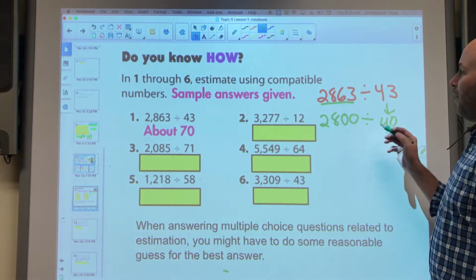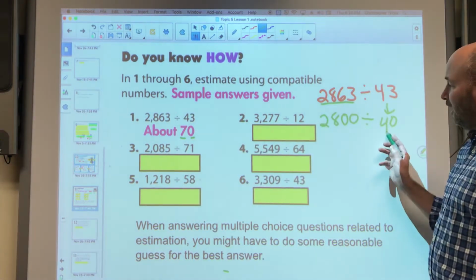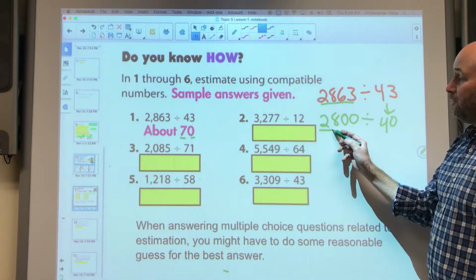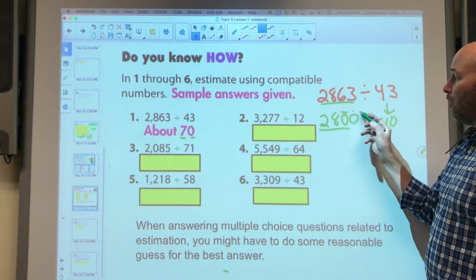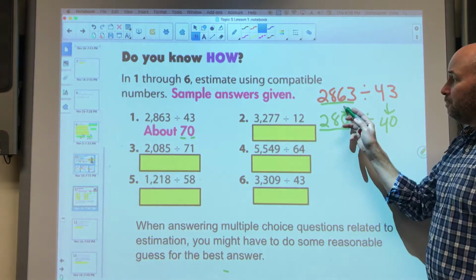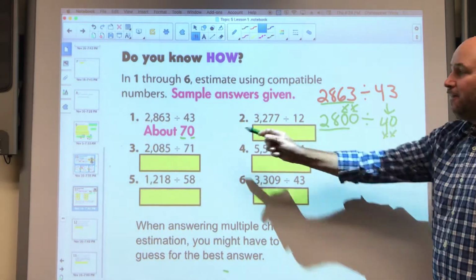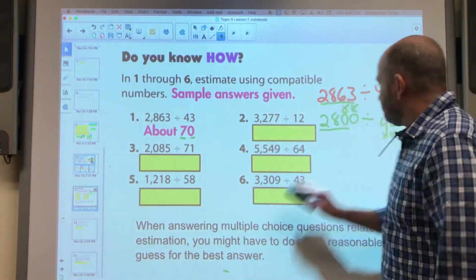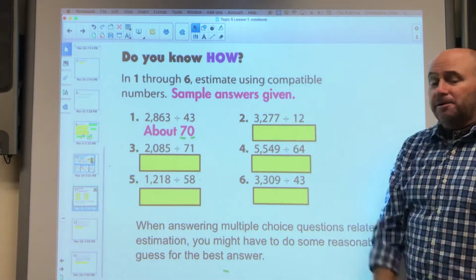And then we know that we are going to end up with a two-digit quotient because 40 can't go into 2, can't go into 28, it can go into 280, so our quotient would start up here, so you'd have 2 digits in your quotient. That's how we came up with 70. All right? Let's have you pause the video and try number 2.